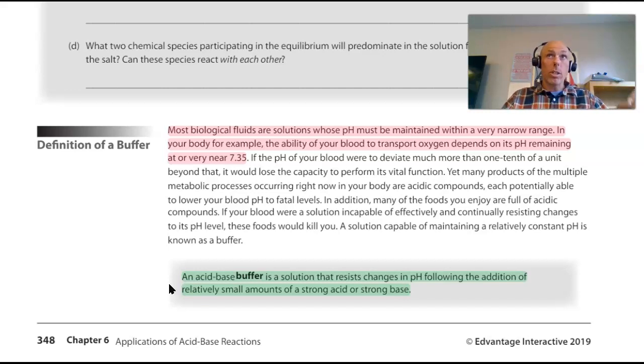In contradiction to water, which if you add even a small amount of strong acid or strong base to water, the pH changes dramatically, and we'll see mathematical proof of that.